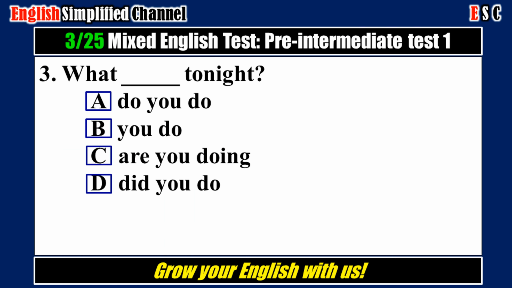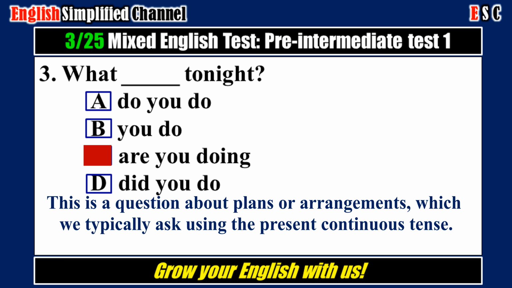3. What, blank, tonight? A. Do you do? B. You do. C. Are you doing? D. Did you do? Three. What are you doing tonight? Answer: C. Are you doing? Explanation: this is a question about plans or arrangements, which we typically ask using the present continuous tense.